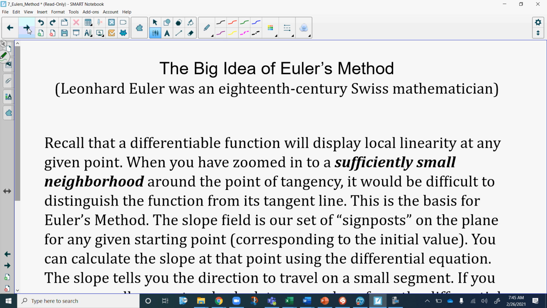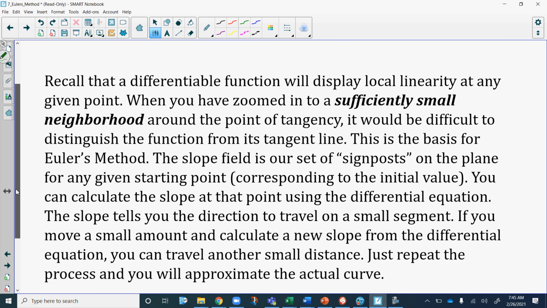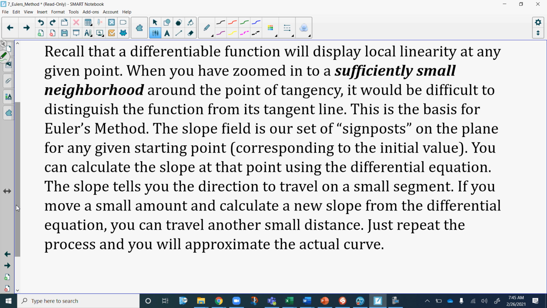So here they're giving you a little bit of background on who Leonhard Euler was. But what they're telling you here is that, recall, a differentiable function will display local linearity at any given point. Essentially what they're saying is that no matter what type of function you have, if you zoom in close enough to it, it's going to represent a line. And that's essentially the foundation of what Euler's method is doing.